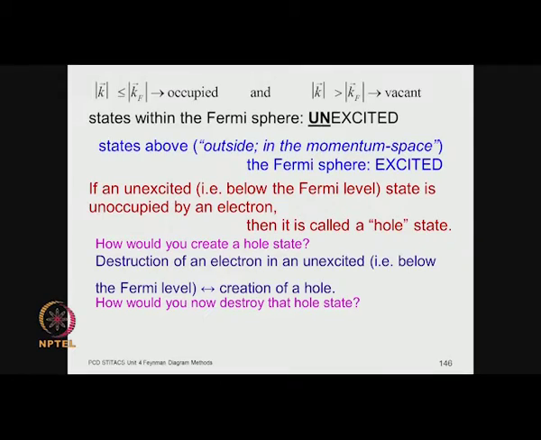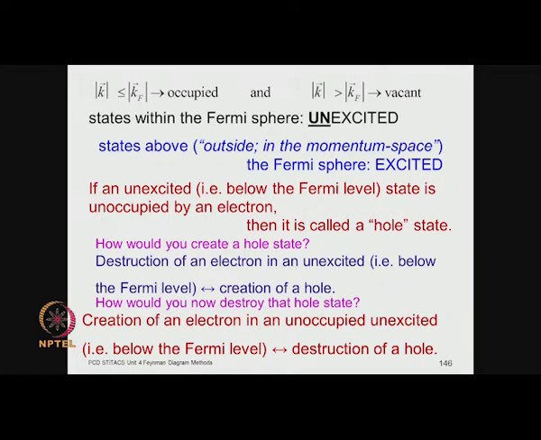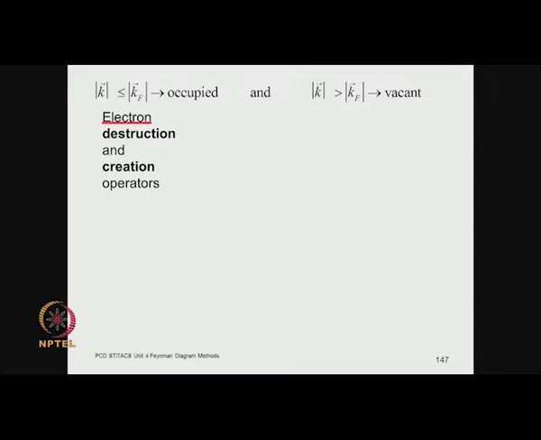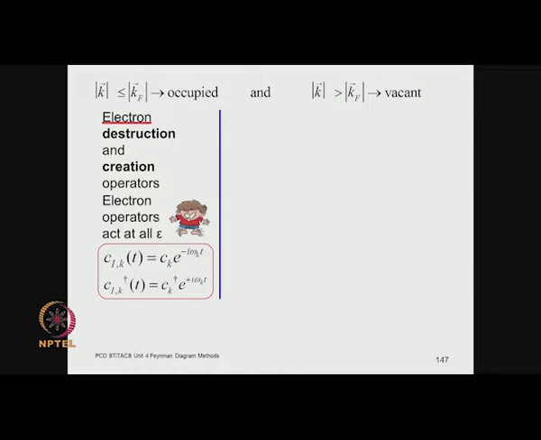So, the way you can destroy a hole state is by creating an electron in what is normally an unoccupied state. This would be effectively the same as destruction of a hole, but below the Fermi level you will have to create that particle. So, these are the 2 processes that we will now be working with. You now have the electron destruction and creation operators that we have used: Ck and Ck dagger, which are Hermitian adjoints of each other. Ck is the destruction operator in the Schrodinger picture, and Ck dagger is the creation operator for the kth single particle state in the Schrodinger picture.